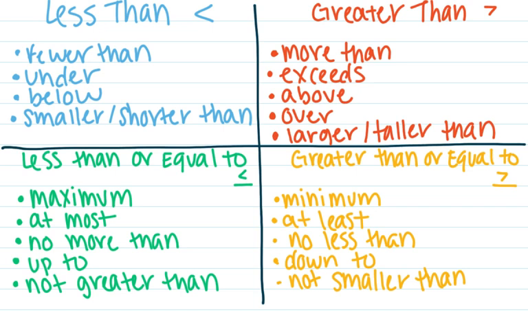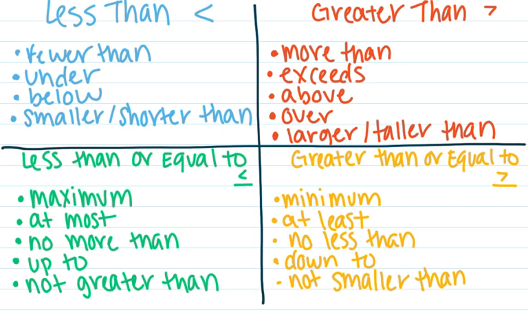Then we have our new symbols that we were talking about, less than or equal to and greater than or equal to. For less than or equal to, words that mean that are maximum, at most, no more than, up to, and not greater than. For example, think about this one in terms of age. The maximum age for the movie is 10 years old. That means that you have to be 10 years old or less in order to go to this movie.